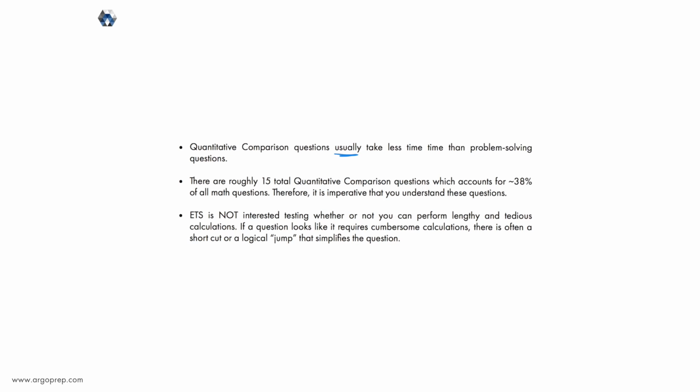So moving on to the second bullet point, there are roughly 15 total quantitative comparison questions, right? Sometimes it's 15, sometimes it's 16. Basically, it's somewhere around that range. So 15 total quantitative comparison questions, which accounts for 38% of all math questions. What does that mean? It means that it's imperative that you understand these questions. Why? Because 38% is more than 1/3 of your math score. If you're just going in to take the GRE exam and you don't know quantitative comparison questions and how to approach them, well, you are putting yourself at great risk because these questions account for more than 1/3 of your grade. So this is very important.